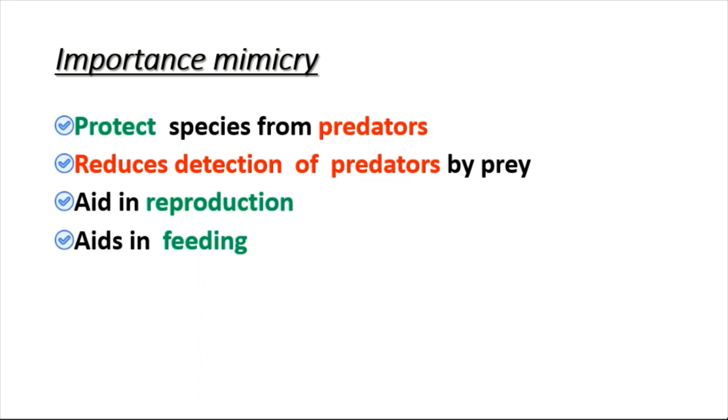Now let's move to some importance of mimicry. Number 1. It helps prey to avoid predators. Number 2, it also helps some predators by reducing their rate of detection by prey. Number 3, it helps in reproduction, as in the example I explained earlier. And number 4, which is the final one, it aids in feeding.